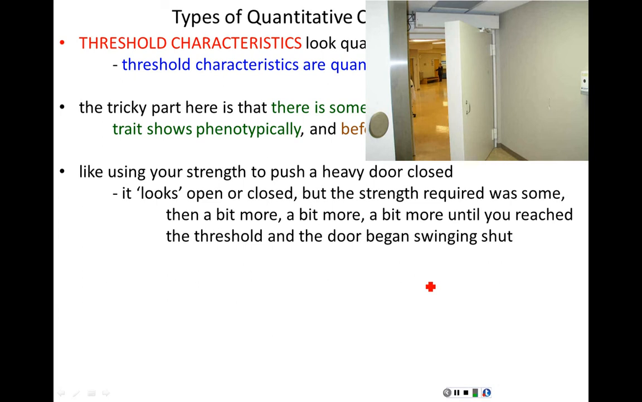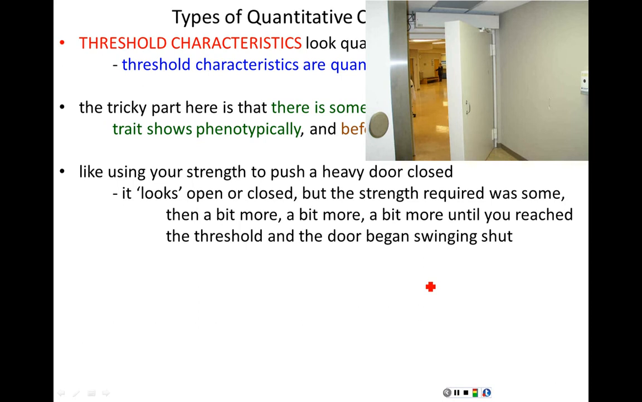Door open, door closed. But when you approached this door to shut it, you started pushing on the door. Nothing happened. You started pushing some more. Nothing happened. You pushed more and more and more, applying more and more strength. Nothing happened. You know that you are pushing on this door with a continuum or a spectrum of strength. But to the observer, it's door open, door closed. Now eventually, you've pushed and pushed and pushed with more and more strength. Eventually the door swings shut.